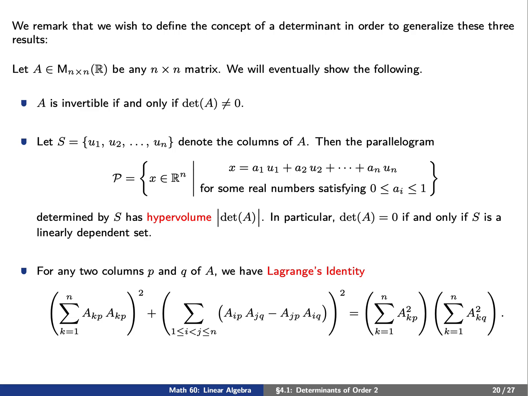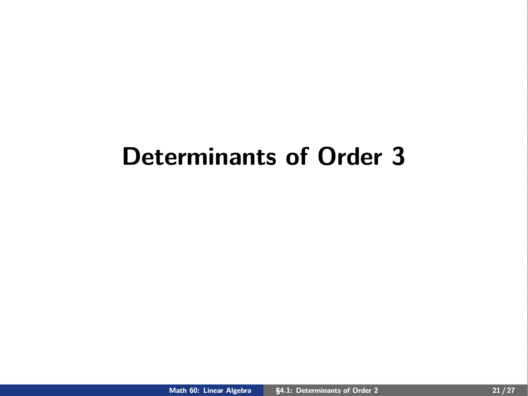This says that given any two columns P and Q of A, we can take a look at the sum, which you see on the left, plus the sum of the squares, which sort of looks like the entries of a determinant, should be the products of the sums of the squares. We'll try to explain this last identity as we move on throughout the course. But I'd like to end today with a slight teaser about what will happen for 3x3 determinants.